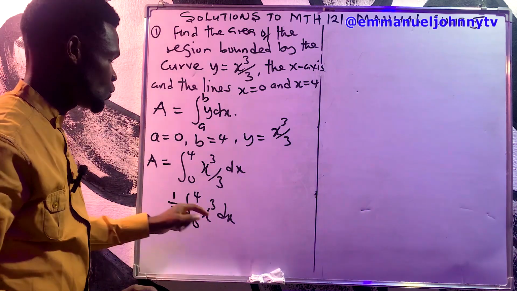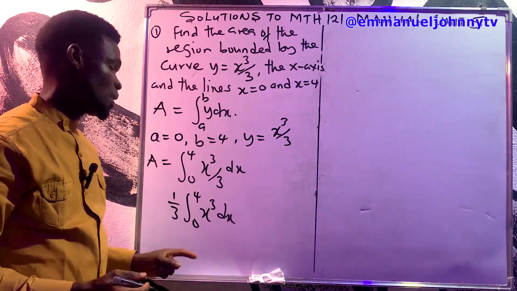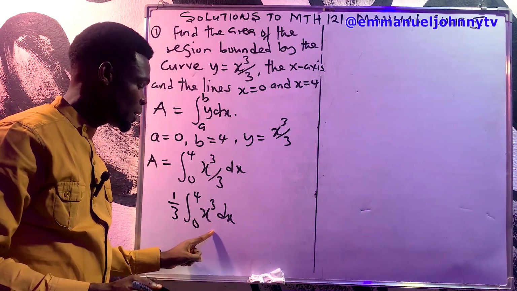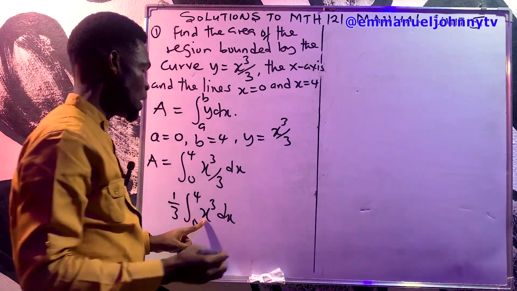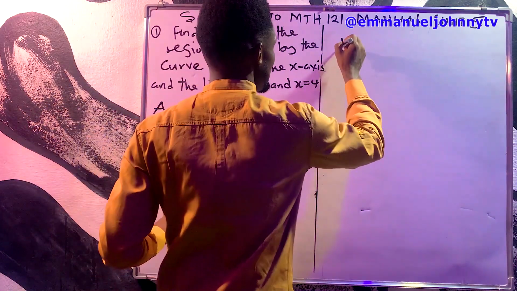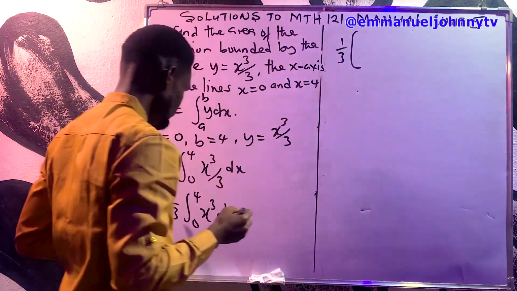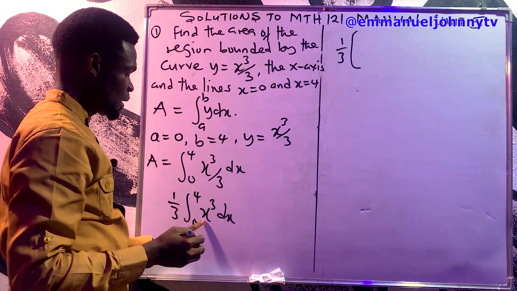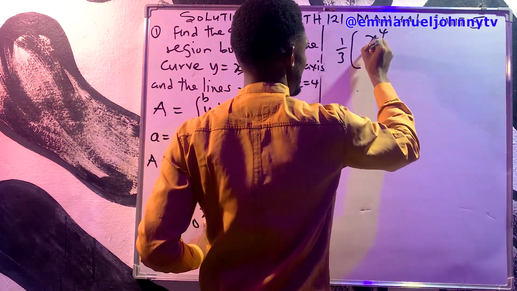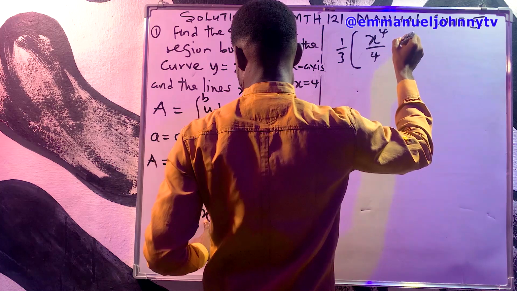Meaning you have to integrate this with respect to x. So how do you integrate? Add 1 to the power. Divide it by the new power. So this is 1 over 3. Look at it. 1 over 3 into the integral of x cubed, which is x raised to power 4 all over 4.